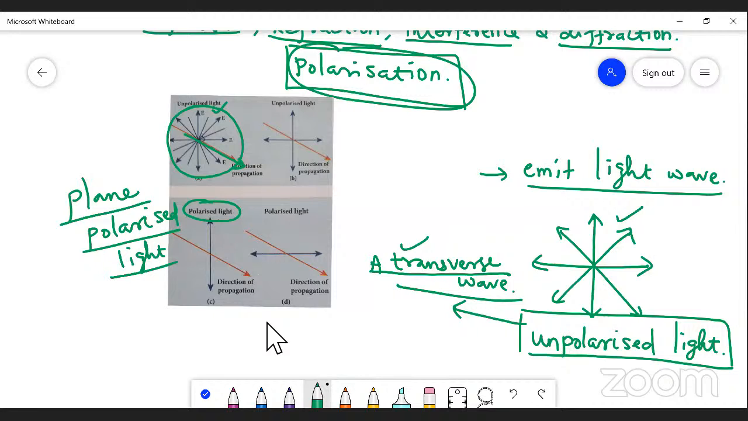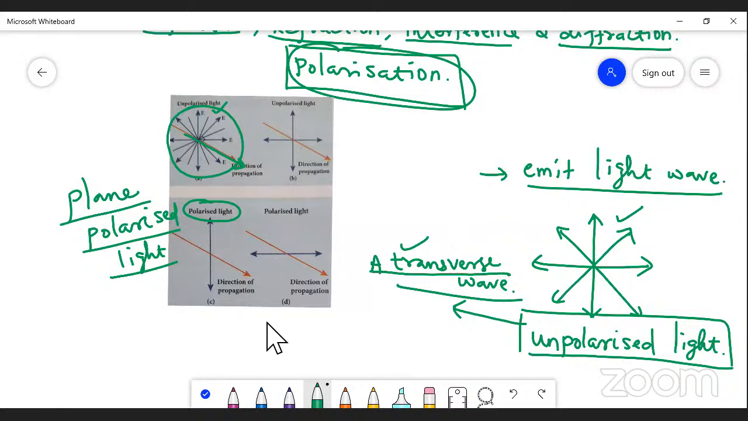But in the case of plane polarized light, the vibrations occur in only one direction or in only one plane. If the vibration exists in only one plane, a single plane, then the light is called polarized light. Or if the light vibration exists in only one direction in a plane, then the light is called polarized light. Okay, do you understand the difference between unpolarized light and polarized light?